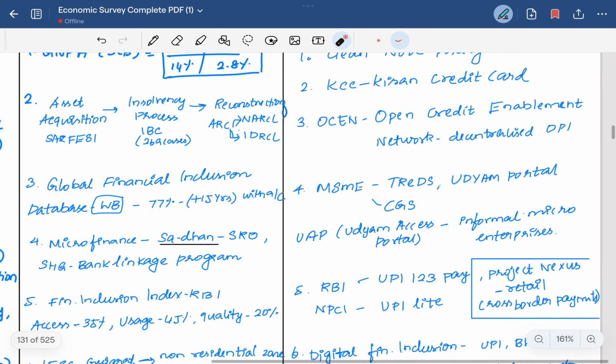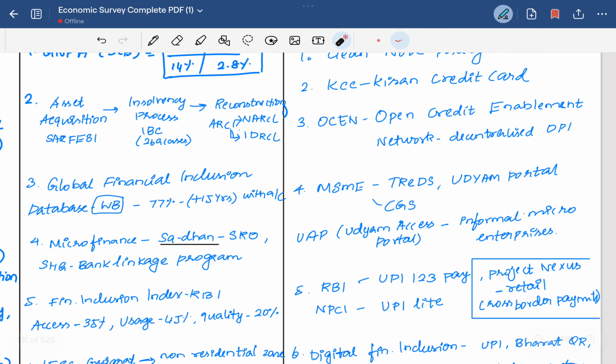Then the Open Credit Enablement Network, it's a decentralized digital public infrastructure for the market investors to know the flow of shares and stocks which are being sold in the market.